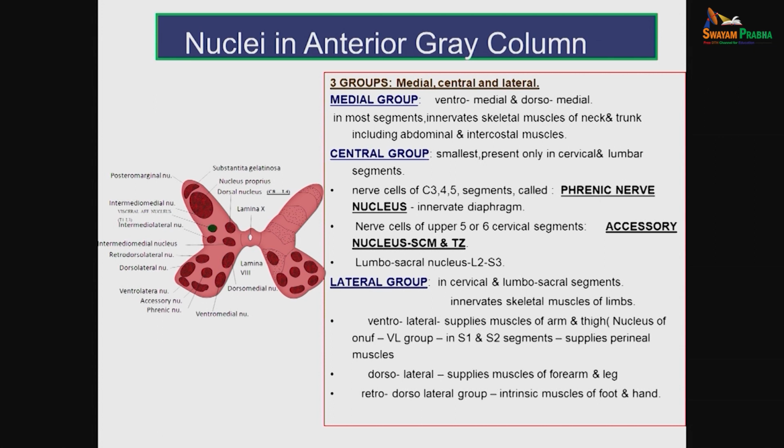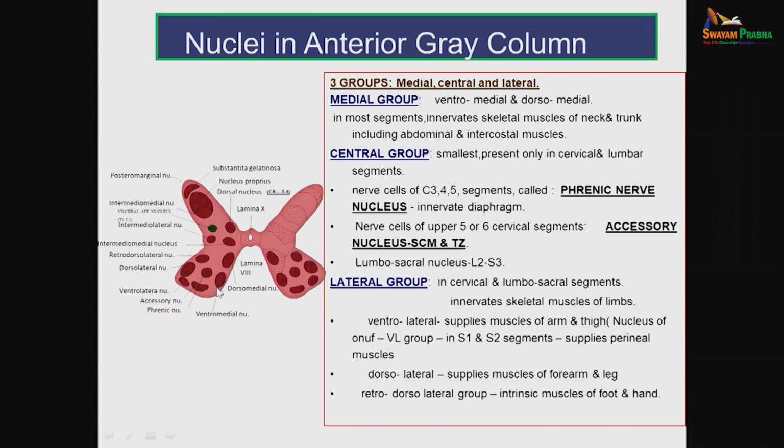So, nerve cells of the upper 5 or 6 cervical segments are going to form the accessory nucleus, the axons of which go and innervate sternocleidomastoid and trapezius muscle. There is one more nucleus in the lumbosacral region segments, that is called lumbosacral nucleus, extending from L2 to S3 segment. The functions are not known.